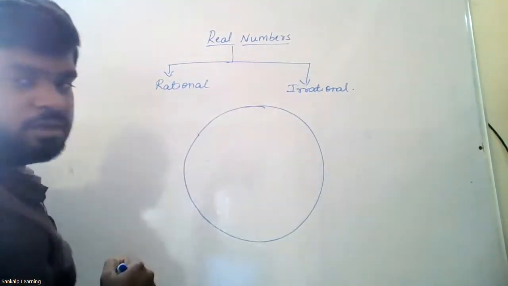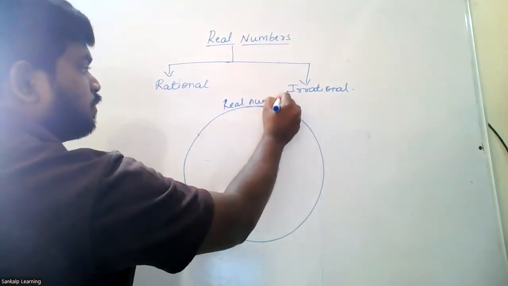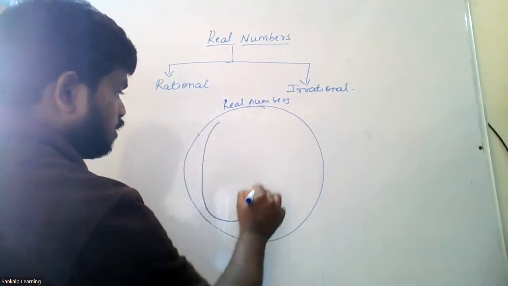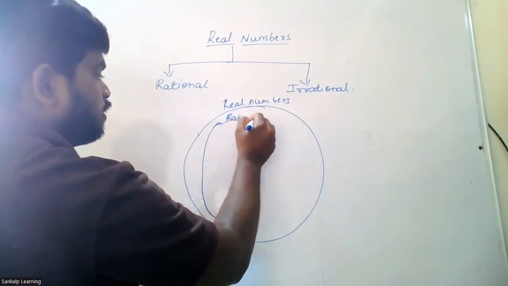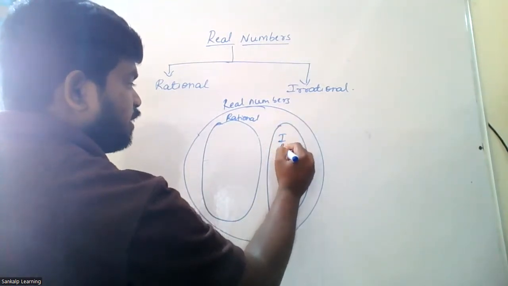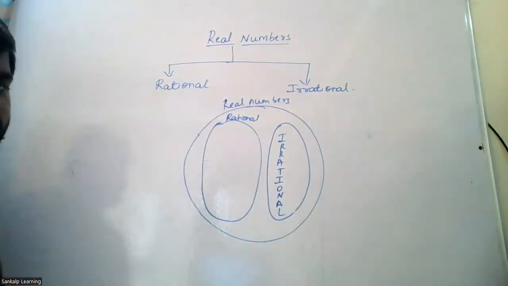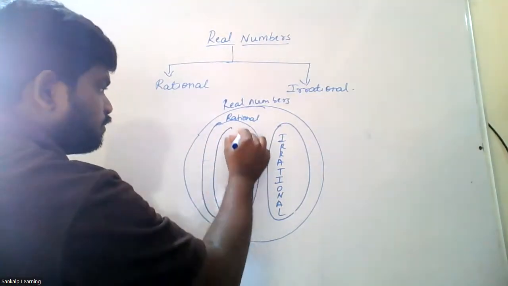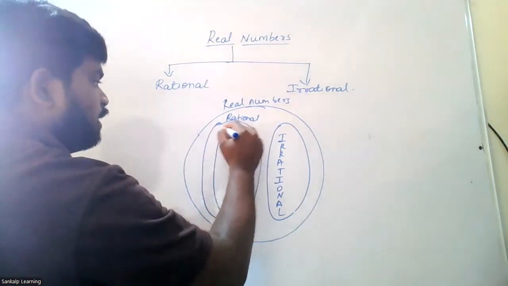Let's take a big circle. This circle is representing real numbers. In this circle, there are two persons. One is rational. Another one is irrational. I'll write it inside itself, irrational. Inside this rational, we have got integers. I'll write Z here. Integers.